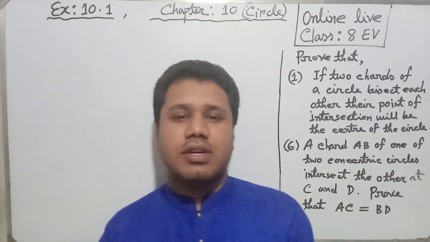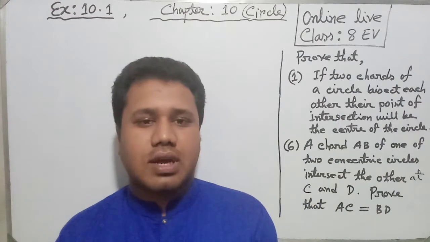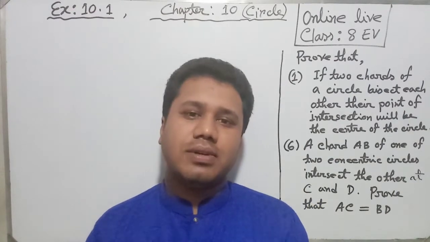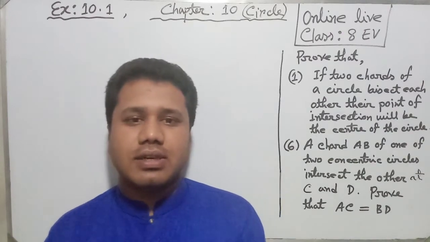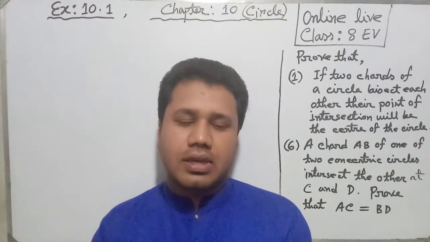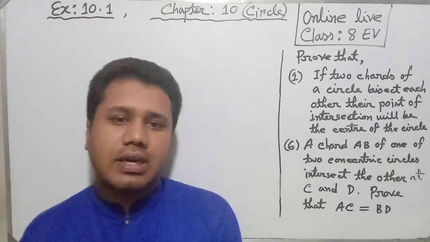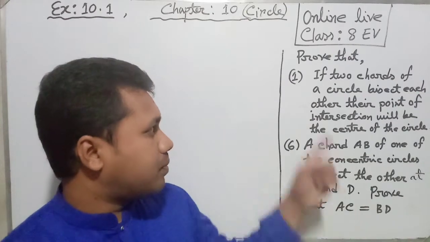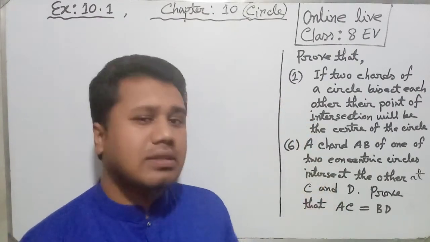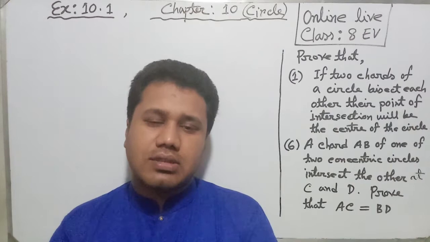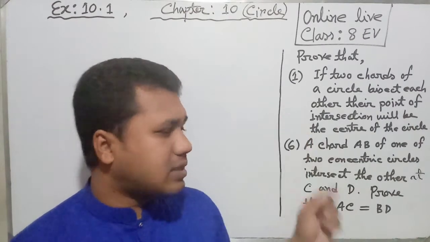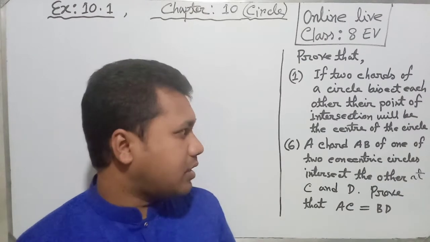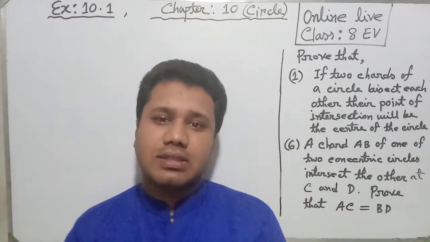Dear students, in our previous class we discussed some theorems of circle, theorem 1, 2, 3 and an example. Now today we will discuss exercise 10.1. In our exercise 10.1, you will get 6 problems. Today we will discuss only two problems, problem number 1 and problem number 6. Among these 6 questions, 1 and 6 are most important for you. So it will be better if we discuss 1 and 6.